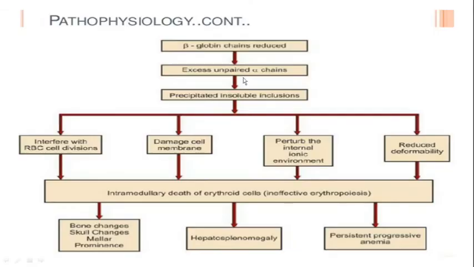So this is what happens: the beta chains are reduced, and there are excess unpaired alpha chains, and they precipitate as insoluble inclusions, which will lead to RBC membrane damage, perturb the internal ionic environment, and reduce deformability of the RBCs, and they also interfere with RBC division. And so it will eventually lead to ineffective erythropoiesis, and this is the main reason for the bone changes and skull changes with the malar prominence and chipmunk facies, and then hepatosplenomegaly and the persistent progressive anemia.